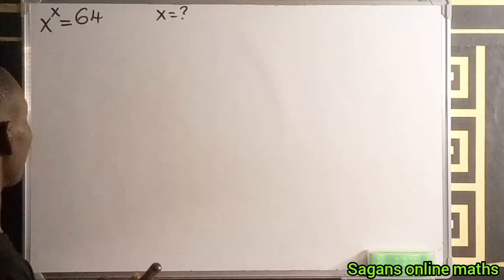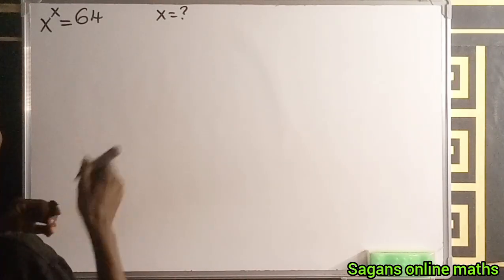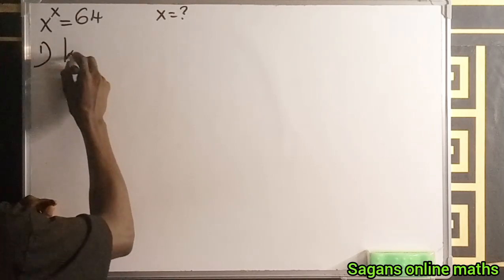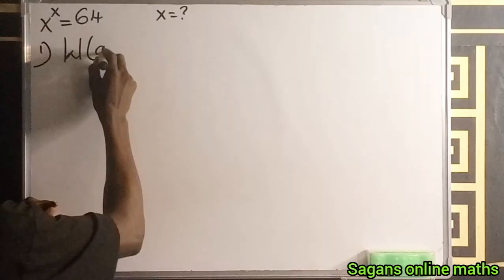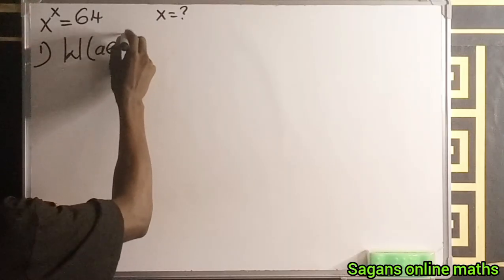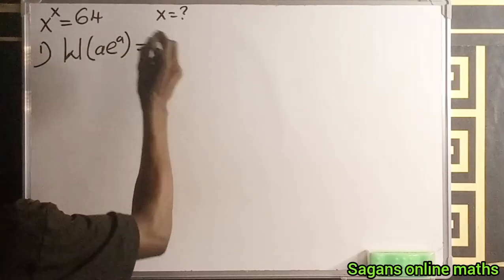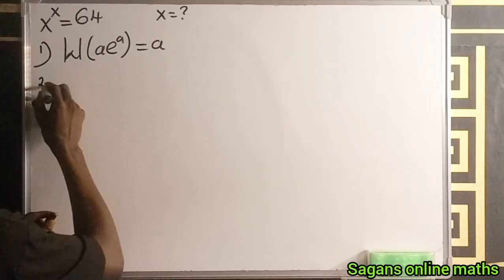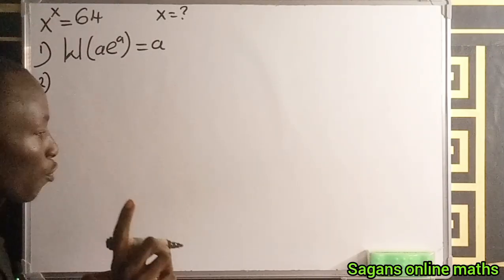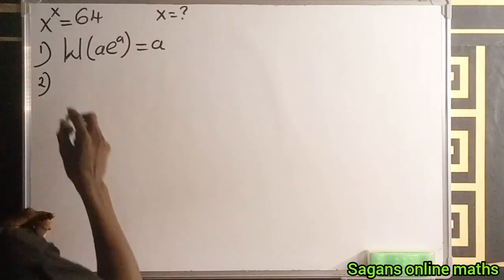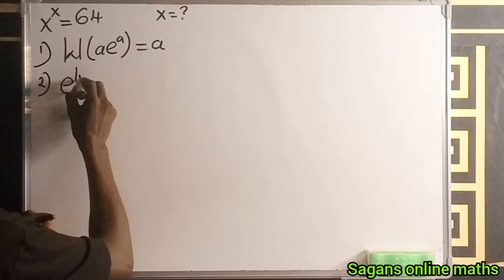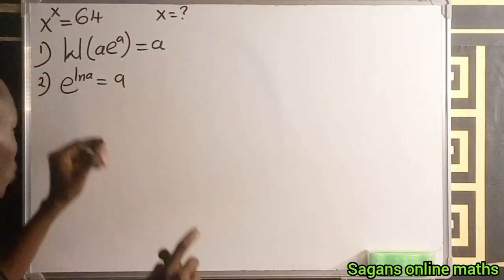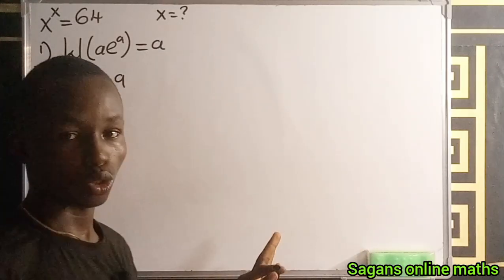Now a question like this is very simple if you know this one. If you know the W function, W of a multiplied by e to the a is equal to a. This is the Lambert W function. And two, we have to know one of the properties of logarithm, that e to the power of ln a is equal to a. Now we have to take note of this because we are going to apply this in this question.